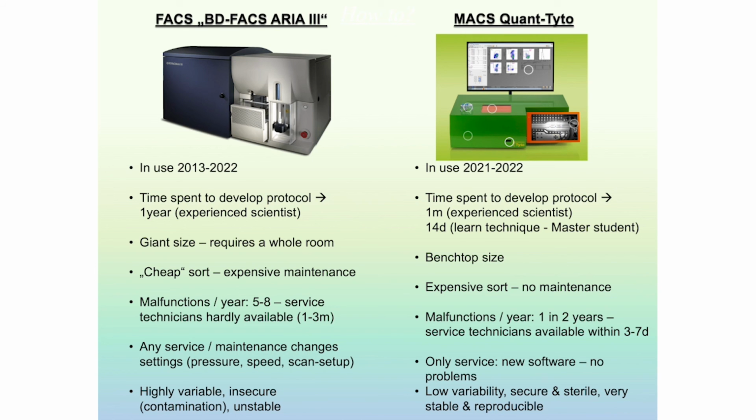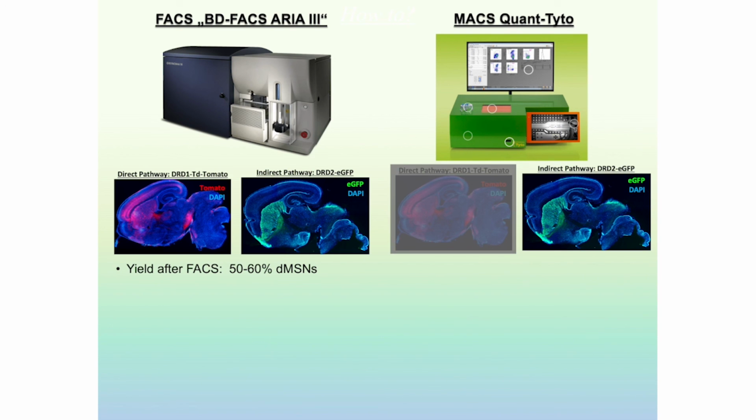So I have to say the variability is quite low. Sorting itself is secure and sterile. It's very stable, and I have to say so far it's impressively reproducible. So in summary, for the direct pathway medium spiny neurons, we obtained a yield or concentration of 50 to 60% in the FAC sorting and 70 to 80% for indirect pathway medium spiny neurons.